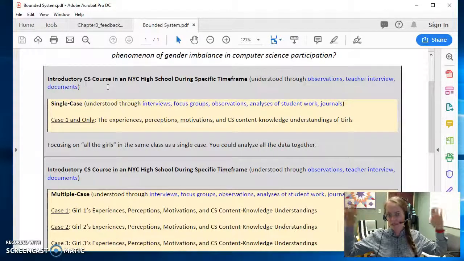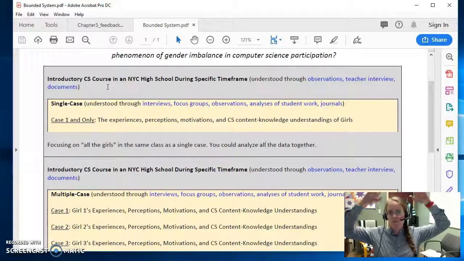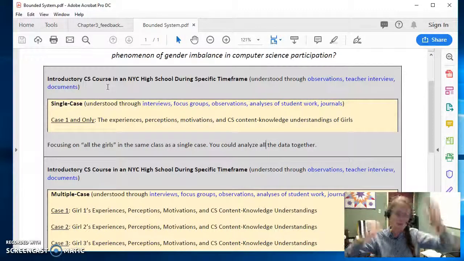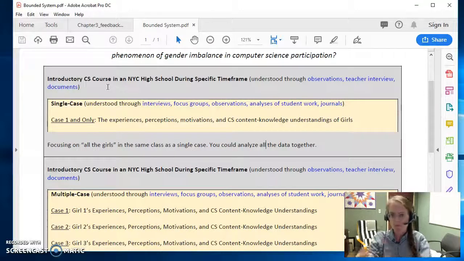New York City school, or New York City Department of Ed, that's part of that boundary. It's an even bigger ring around it. And then another bigger ring around it within which your system is, you know, the state of New York and the United States. So all these different larger rings of context. But really for your system, this is what your focus is. It's that high school classroom in a New York City high school during a specific time frame during the school year. So you need to be very specific about that time frame.